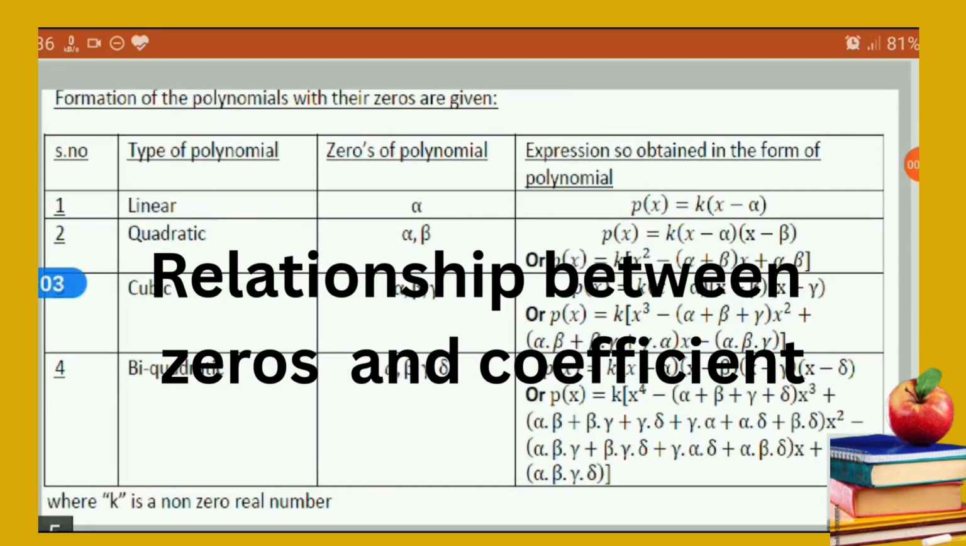Children, similarly, we know a cubic polynomial has 3 zeros because the degree is 3, and its general form is ax cube plus bx square plus cx plus d.